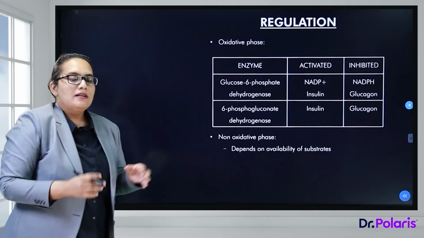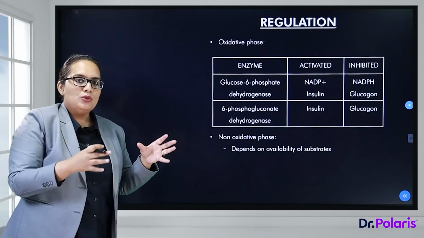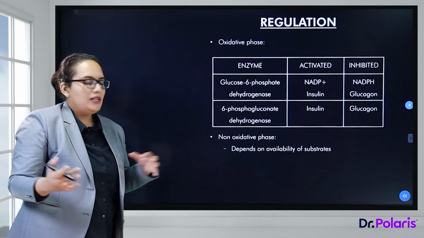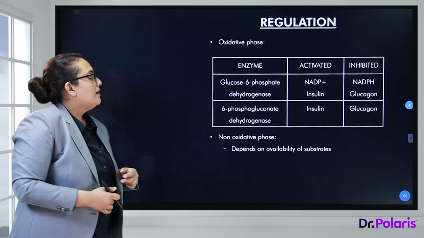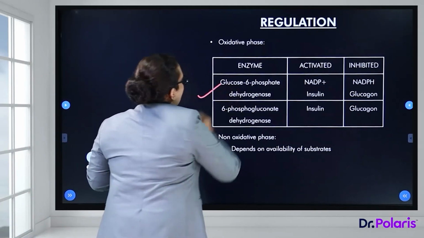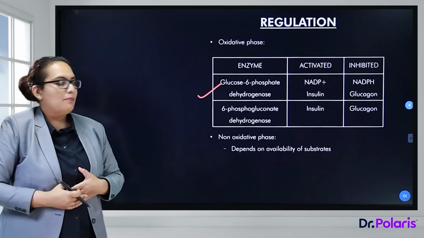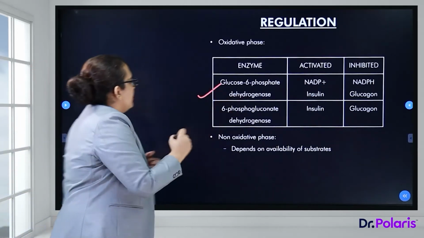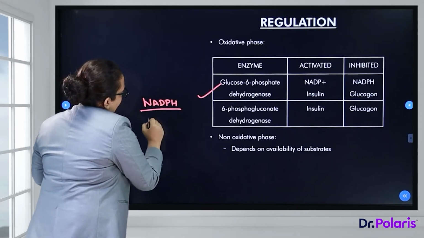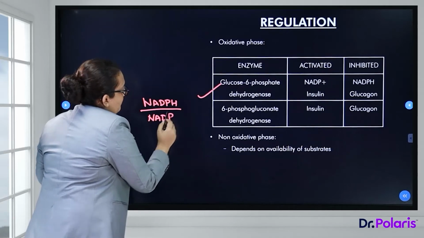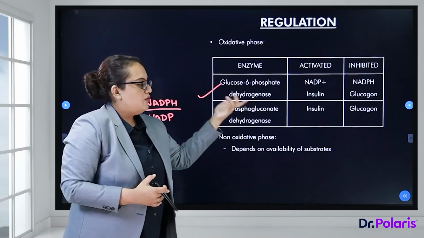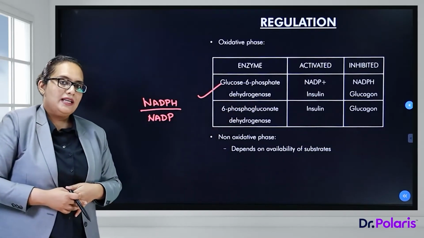Moving on to the regulation. Now the regulation can be studied under two parts depending on the phases of the HMP pathway. Under the oxidative phase, you have one set of regulation, and under the non-oxidative phase, you have another. There are two main enzymes. Glucose 6-phosphate dehydrogenase is the main regulatory enzyme or the key enzyme of the pathway. And it is said that the NADPH to NADP ratio is very crucial in determining the activity of these two enzymes, glucose 6-phosphate dehydrogenase and 6-phosphogluconate dehydrogenase.